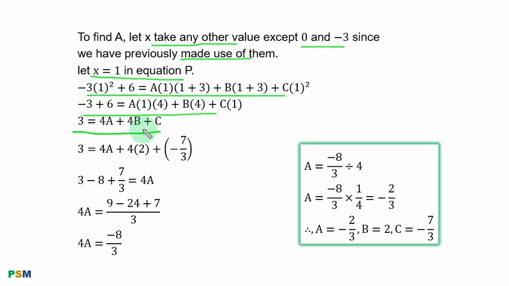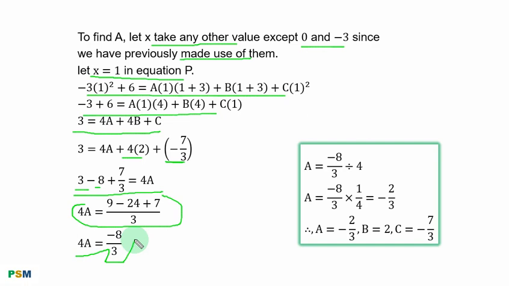You replace B with 2 and C with minus 7 over 3. Then transfer this term, which is 8, to the other side. This term, you also transfer it, then equal to 4A. You find the LCM. Here is over 1, here is over 1. 4A is equal to this. When you simplify, 4A is equal to minus 8 over 3.